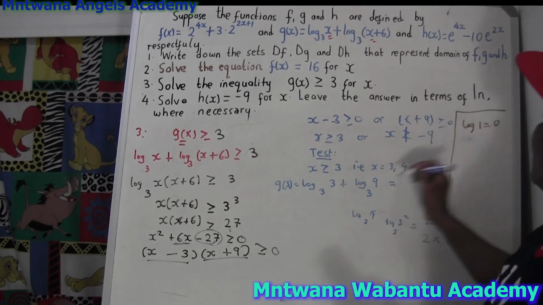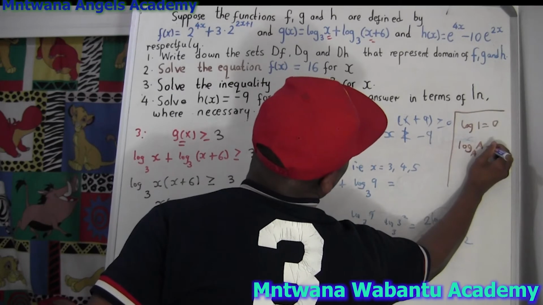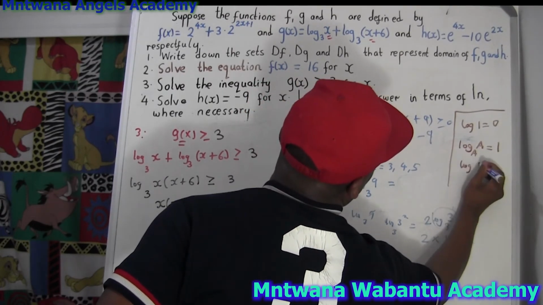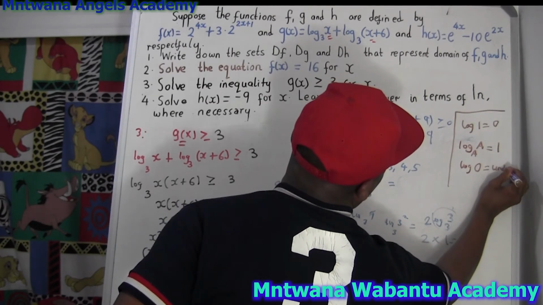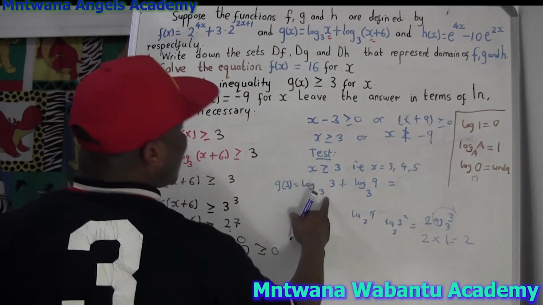Log of 1 equals 0, but log of the same thing as the base equals 1, meaning when the base and the argument are the same. And log of 0 is undefined, or log of a negative number is undefined. So here I made a mistake. Which mistake did I say?